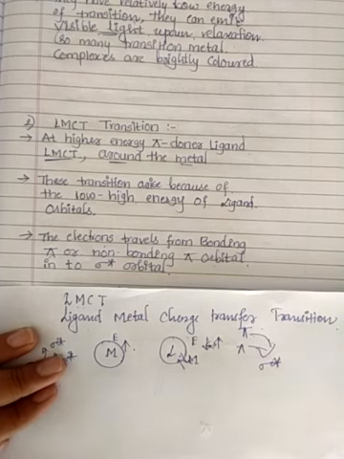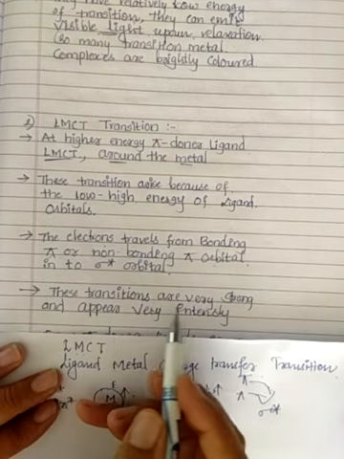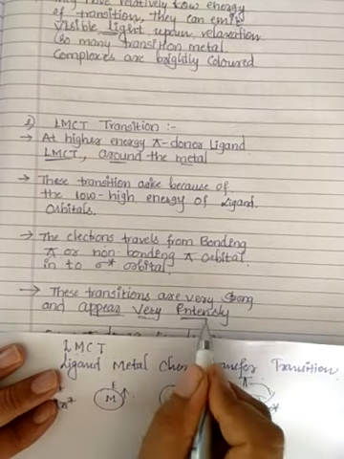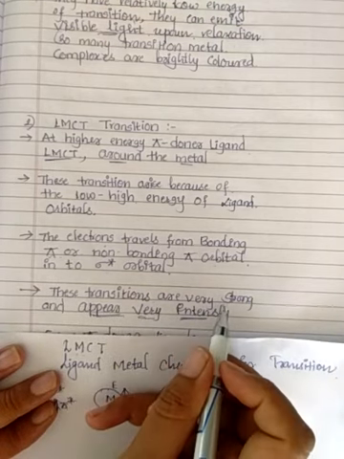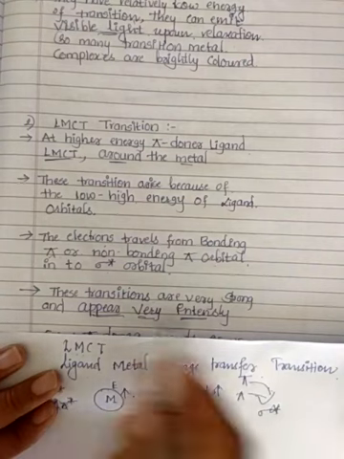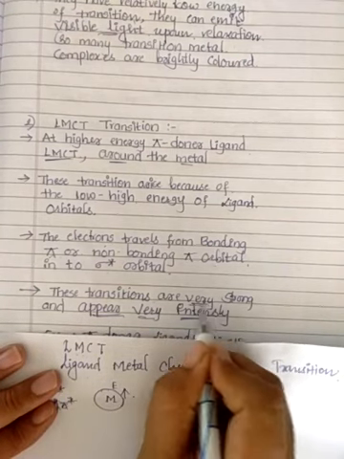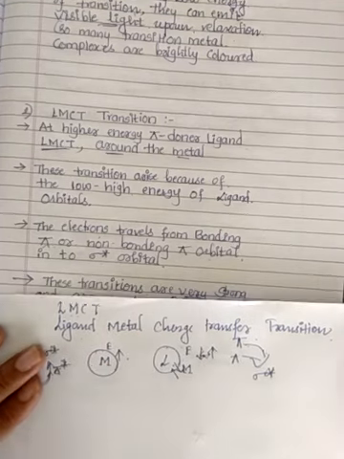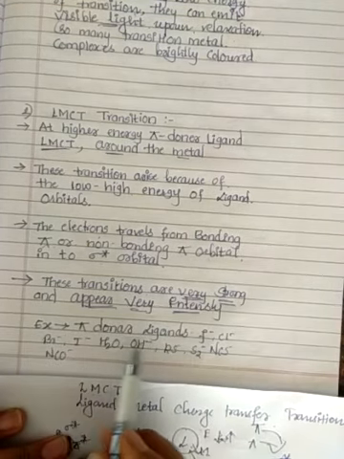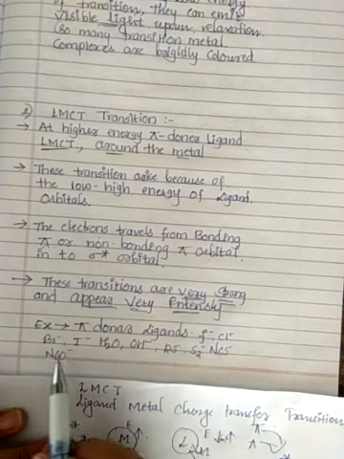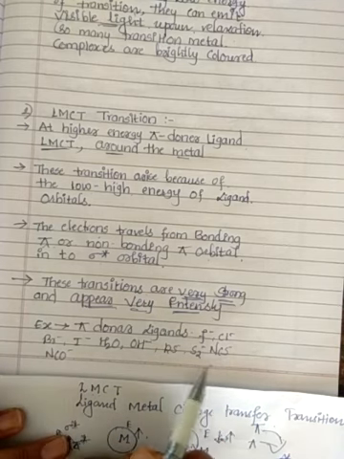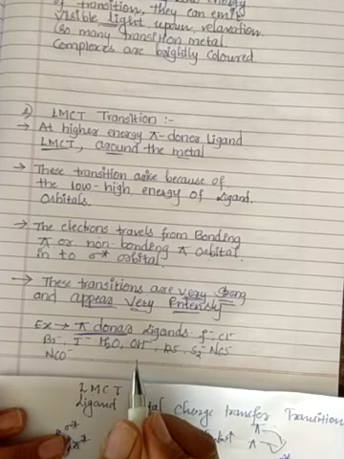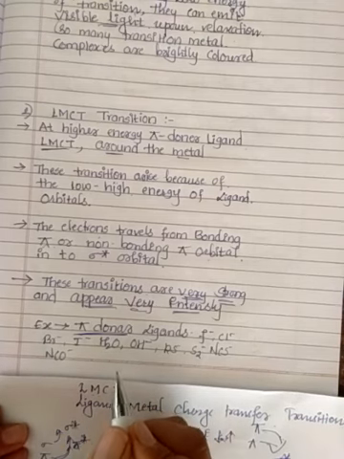Now the next term: these transitions are very strong and appear very intensely. These transitions are not like the d-d transitions, which are weakly intense. These are very strong and appear very intensely. For example, pi donor ligands F, Cl, Br, I, H2O, OH. These are all pi donors, as we studied already in the spectrochemical series, isn't it?